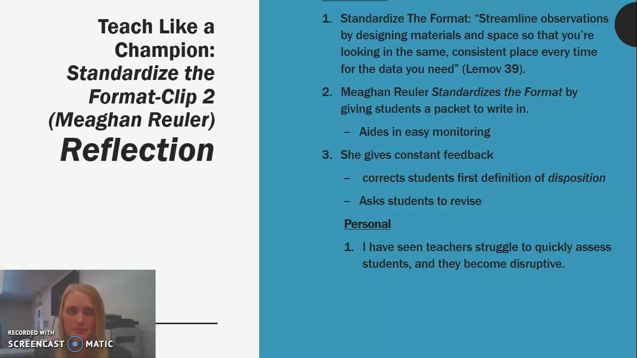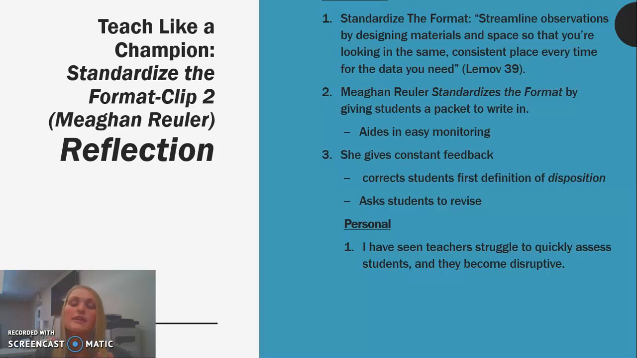The video gives a great example of what standardize the format is, which is the streamlining of observations by designing materials and space so that you're looking in the same consistent place every time for the data you need. Miss Ruler definitely standardizes the format by giving the students a packet to write in, which shows how it aids in easy monitoring. She gave constant feedback. She corrected students whenever they first misunderstood the definition of disposition, and then she asked the students to revise.